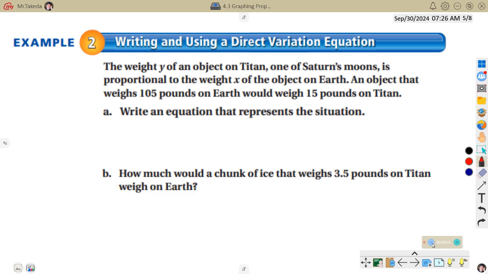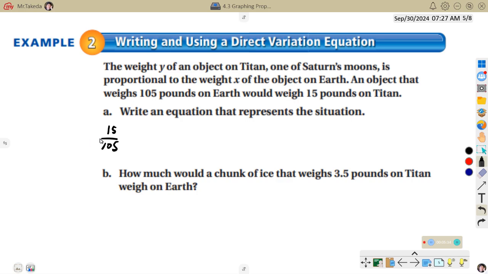But we also know that this would be a point on our graph. X is the object on Earth, Y is the object on Titan. So Earth, Titan, so Y above X. So 15 over 105. That's going to be the ratio we're looking at.